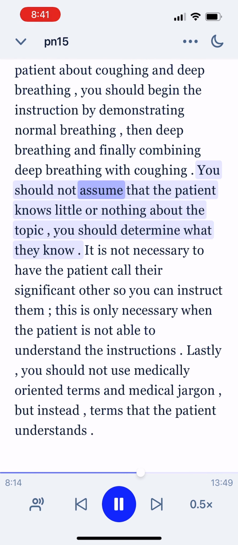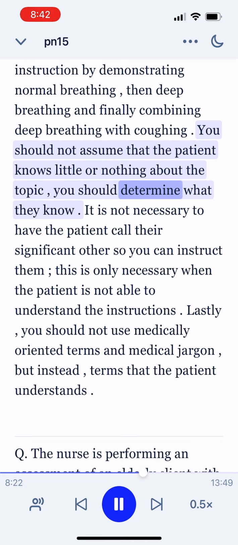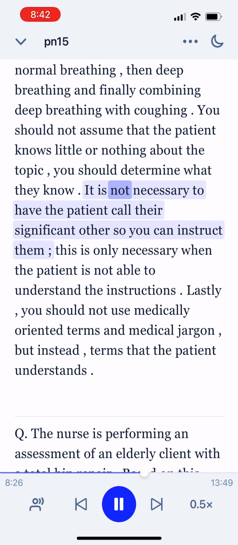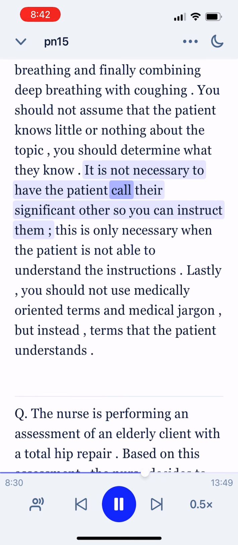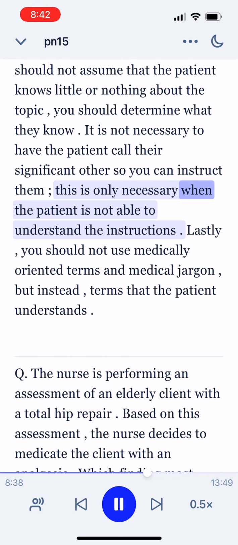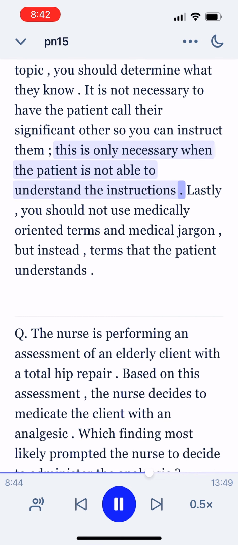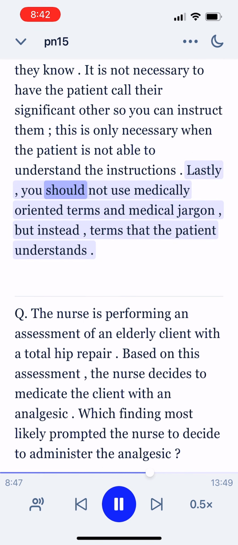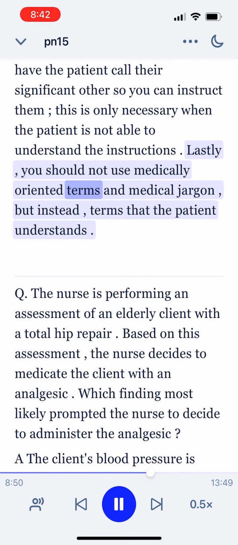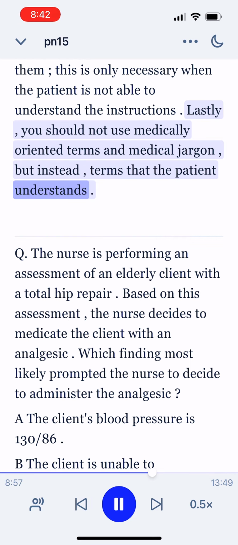You should not assume that the patient knows little or nothing about the topic. You should determine what they know. It is not necessary to have the patient call their significant other so you can instruct them. This is only necessary when the patient is not able to understand the instructions. Lastly, you should not use medically oriented terms and medical jargon, but instead, terms that the patient understands.